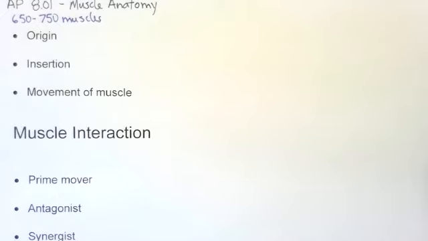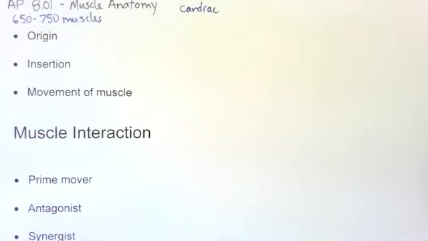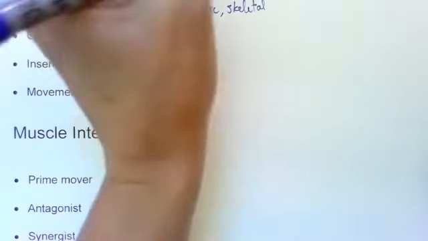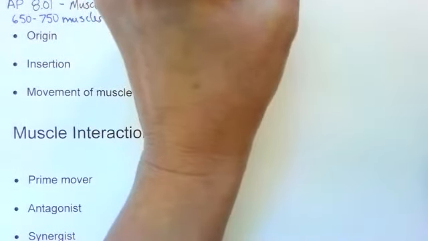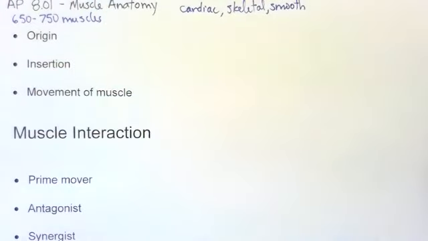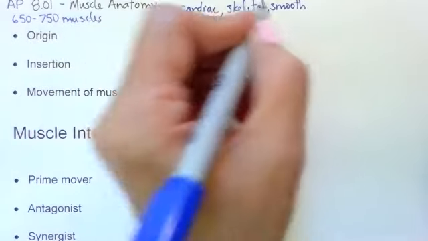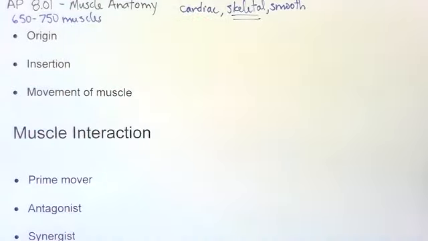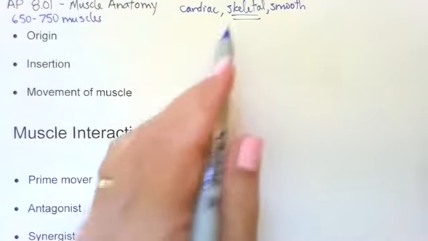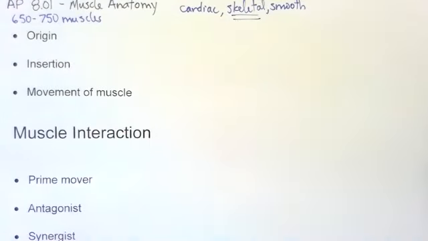If you remember, we divide our muscles into 3 groups. So we had cardiac, skeletal, and we have smooth. So 3 different categories we can look at muscles. This chapter is all skeletal. So when we're talking about muscle anatomy, we're talking about skeletal muscle anatomy.